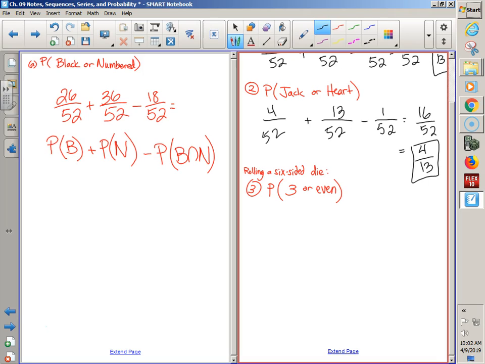Easy. 3 or even. Well, let's just say we thought about them separately, like the formula kind of has us do. How many 3s are there in the 6? Just 1. How many even, though? 3. 2, 4, 6. And minus, because 3 is even. What? If you followed my logic, it'd be easy to make that mistake. But is 3 even? No.